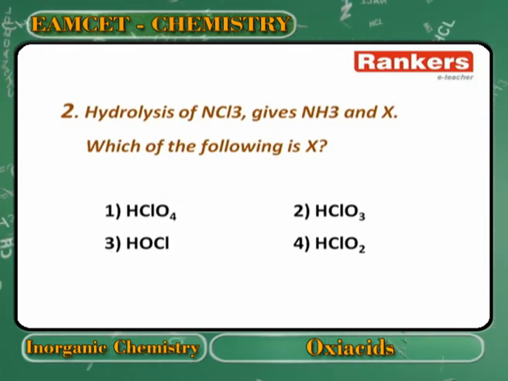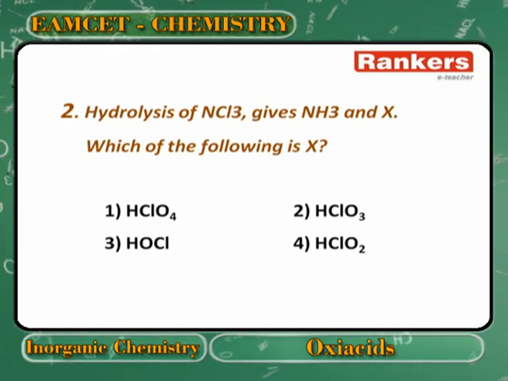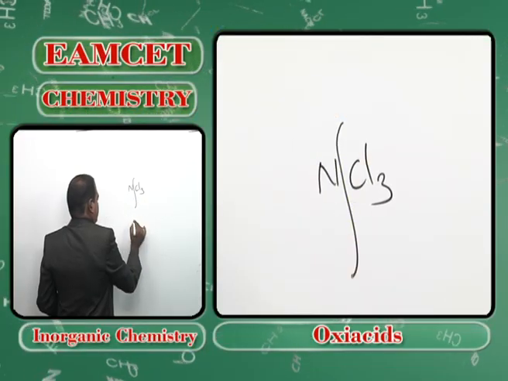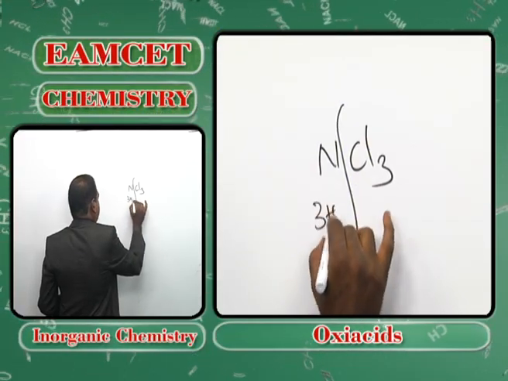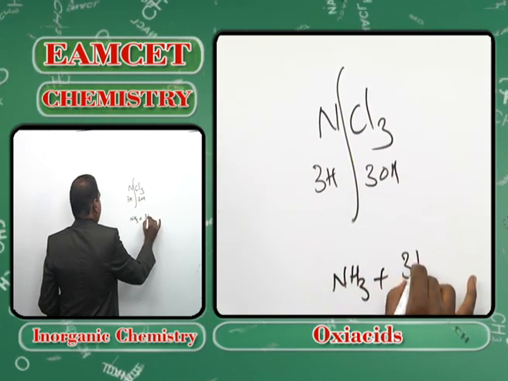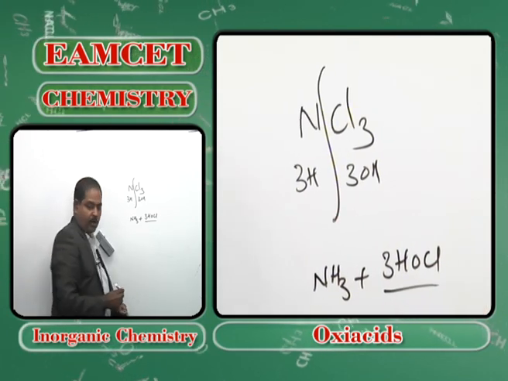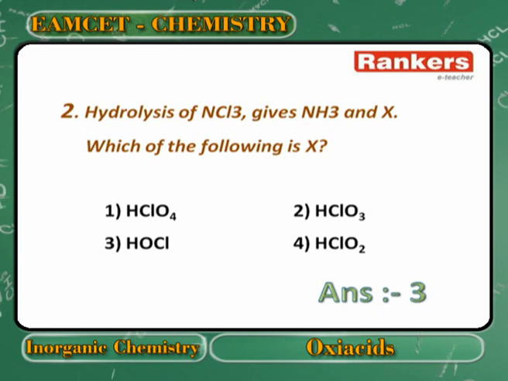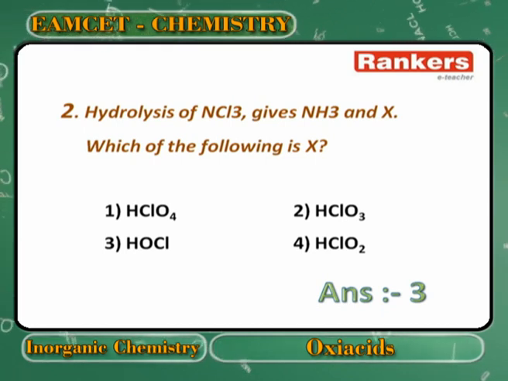Let us go to the second question. Hydrolysis of NCl3 gives NH3 and X. Which of the following is X? What a wonderful question. We just have looked at it. NCl3, break the bond. NH3 is one of them, and 3 HOCl or HClO, hypochlorous acid. Answer is 3.